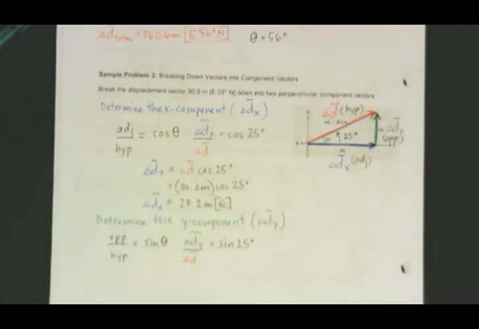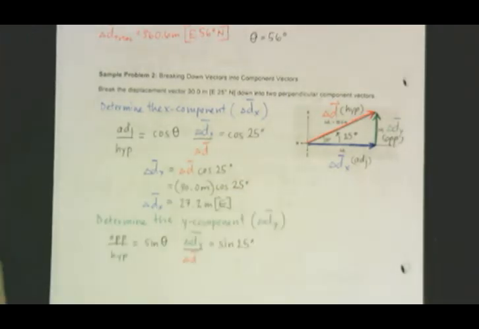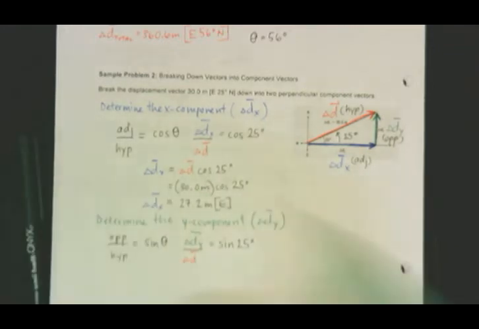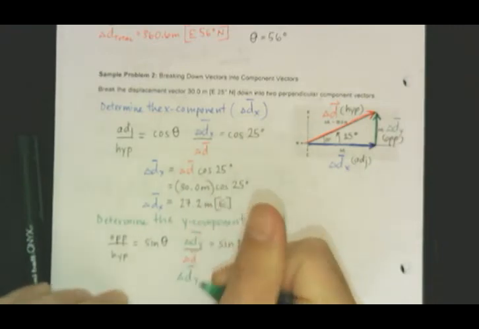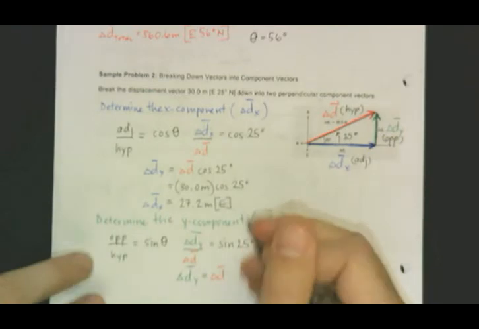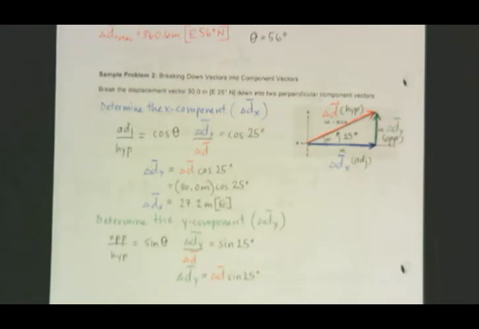So we're still solving for delta dy. How do we rearrange this? Just as we did in the previous example, to get it by itself, Jordan? Multiply delta d by sine 25. Good. So this is going to equal delta d times the sine of 25.